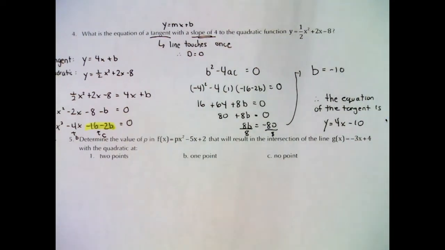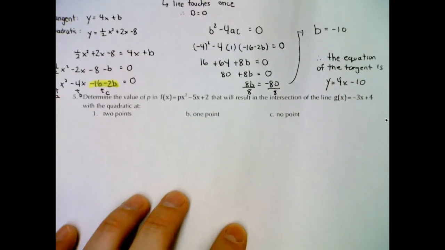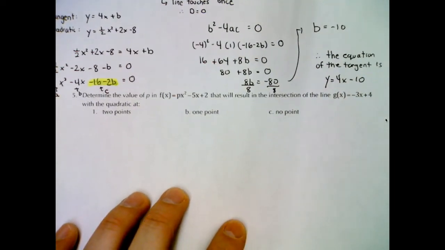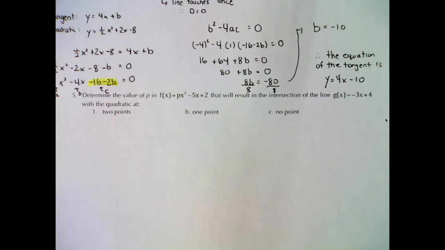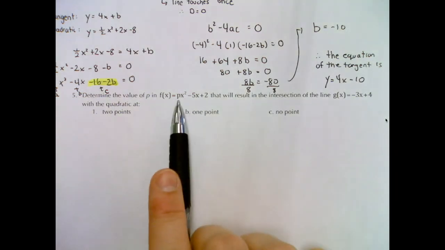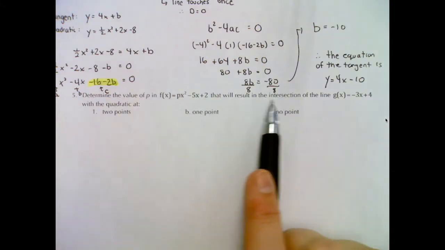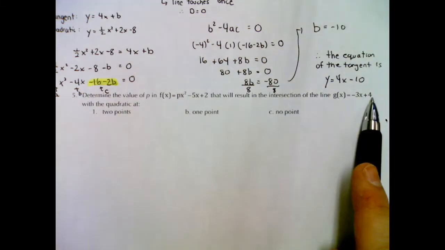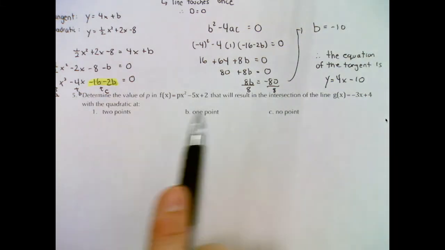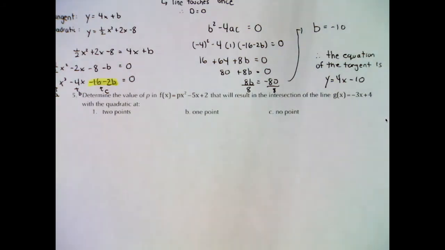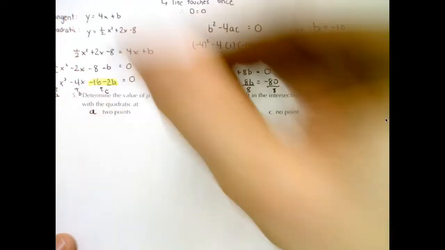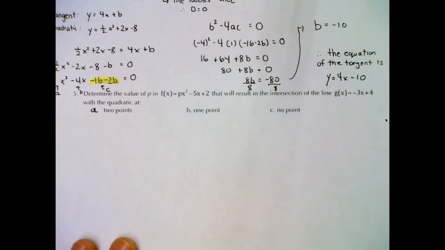Okay, video's been going a little long. Let's look at the next question and then make a decision here. Determine the value of p in f of x equals px squared minus 5x plus 2 that will result in the intersection of this line with the quadratic at 2 points, 1 point, and no points. So I'm going to set this one up. I'm going to do either A, B, or C. This should say A. And then you're going to try B and C on your own.